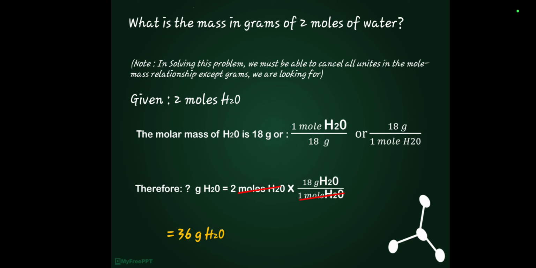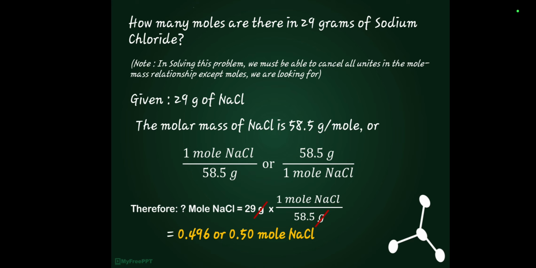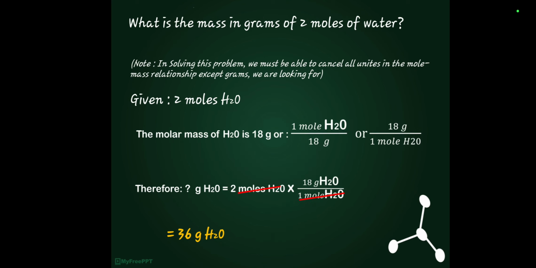that in the first example, we're looking for the mole because the grams is already given. That's why we canceled the unit of gram, because gram is given, and what is asked for is the mole. While here, we are looking for the gram. The only given is 2 moles of water. So, I hope you get the differences between the first example and the second example.